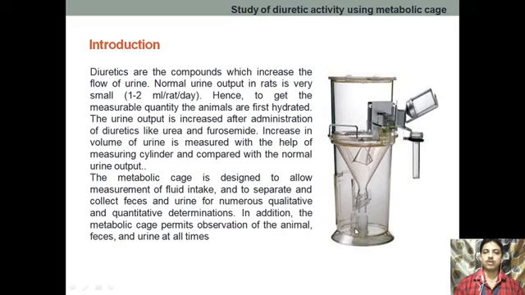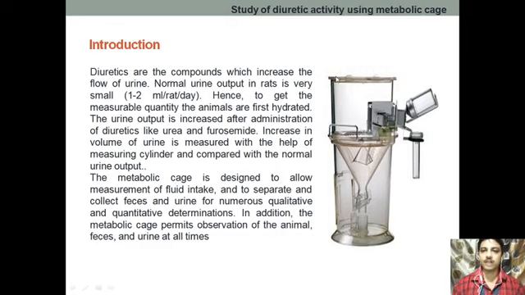the total quantity of 24 hours of urine that we are collecting, and we are measuring the quantity. First of all, as we know, a diuretic is a substance which increases the urine outflow. So before administration of the diuretic, we are measuring the 24 hours of urine, and after administration of the diuretic, we are again measuring the volume of urine for 24 hours. This experiment we are going to do through the software.